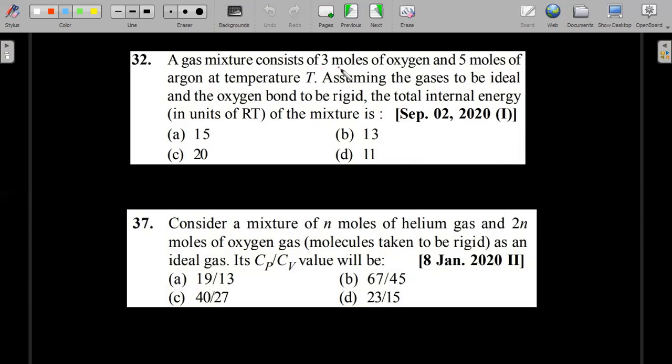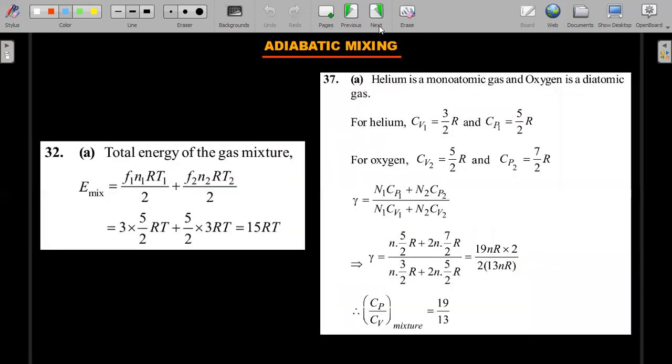Okay, a gas mixture of 3 moles of oxygen and 5 moles of argon at temperature T. So this is isothermal mixing. We are not going to change the temperature. Assuming the gases to be ideal and the oxygen bond to be rigid. Very nice and kind of him. No vibrational degrees. The total internal energy of the mixture in terms of RT factor is. Another question that they'll ask is, when they are mixed, what would be the gamma value? Okay, so let's try to see the solutions together.